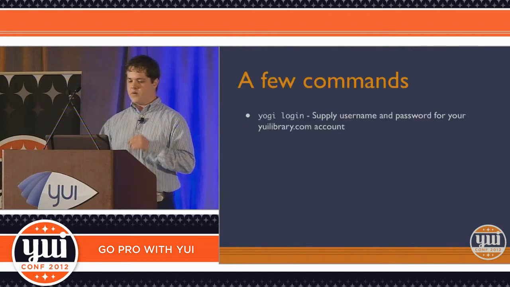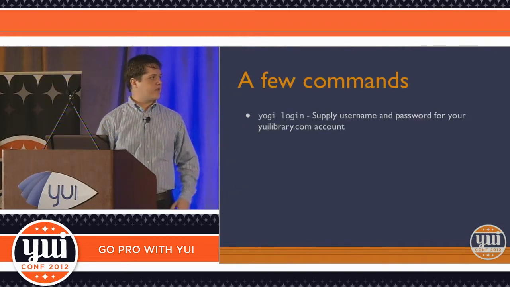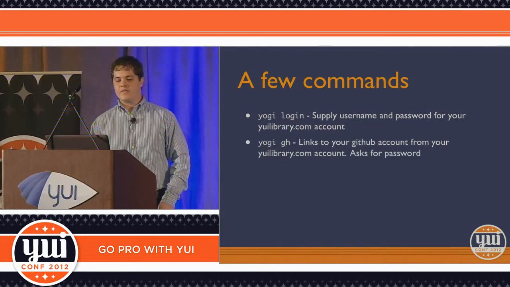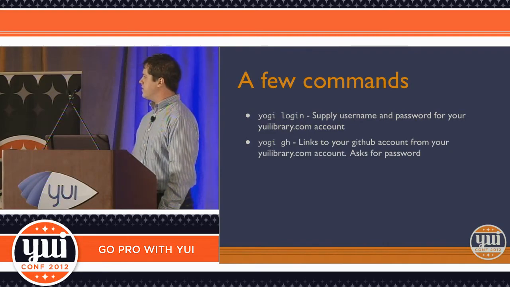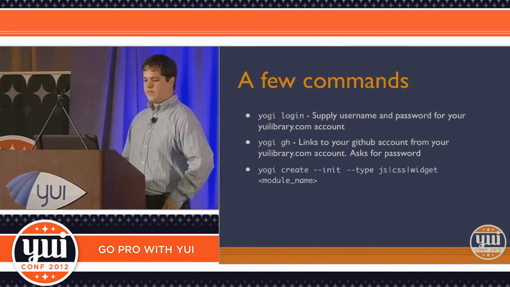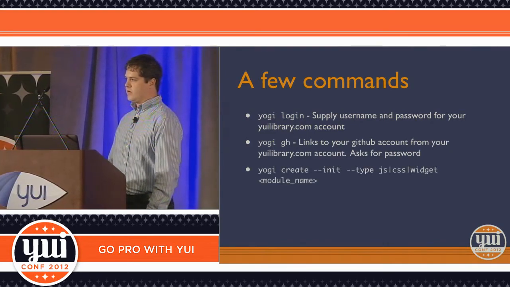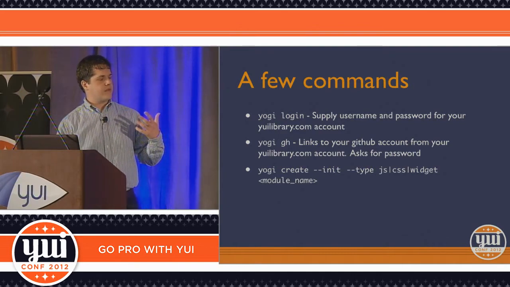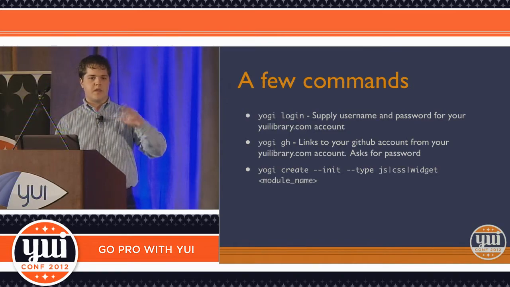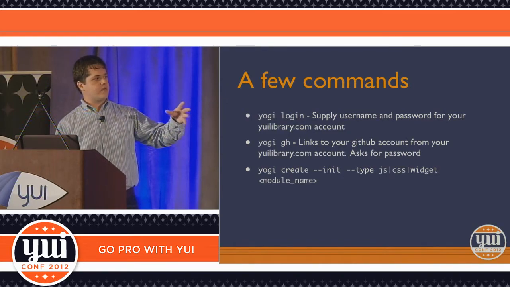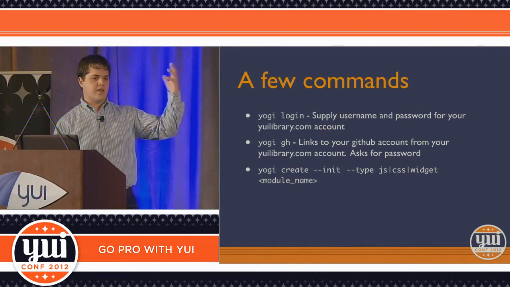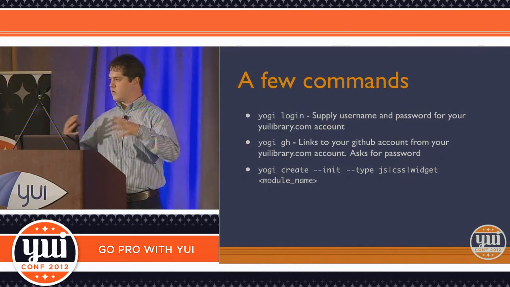So a few commands that we went over. You have to log in with Yogi to get things going up to the gallery. Sync your Yogi with GitHub. Create your Yogi module. You can initialize it if you need the file tree. If you've already got the file tree, say it's a module that you're wanting to get pushed or converted over to something Yogi supports, Dave showed you yesterday that it's just Yogi update and then changing where your source directory is.